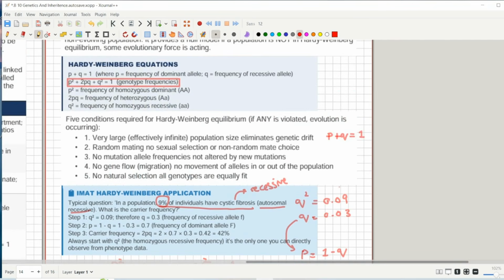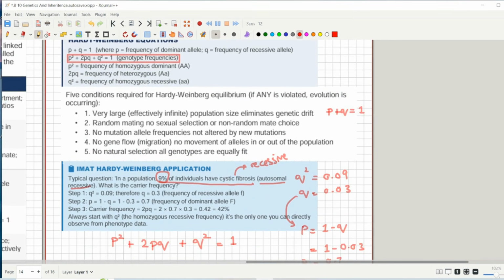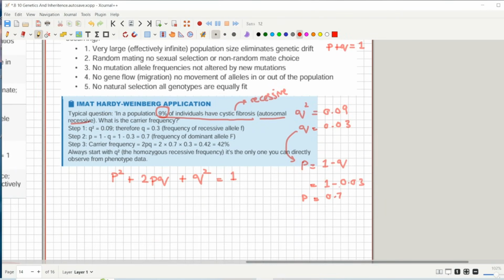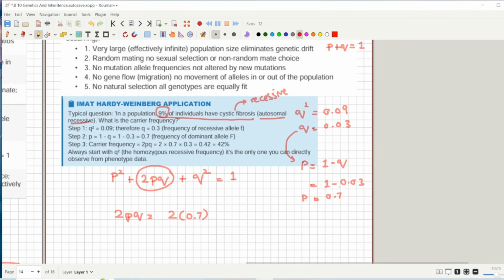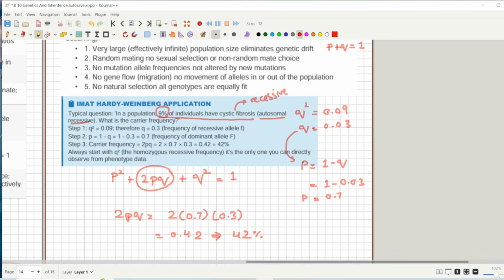What they asked about is the carrier frequency. So the carrier frequency would be 2pq. Whenever you have to find the carrier frequency, always go for 2pq, because a carrier is heterozygous. So 2pq would be equal to, what is p? p is 0.7. What is q? q is 0.3. Then the answer would be 0.42, or you can say this is also 42%. So that's how you can use the Hardy-Weinberg equation.